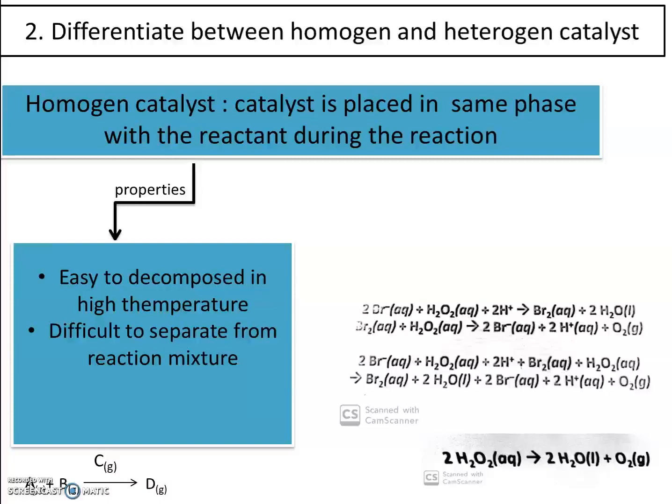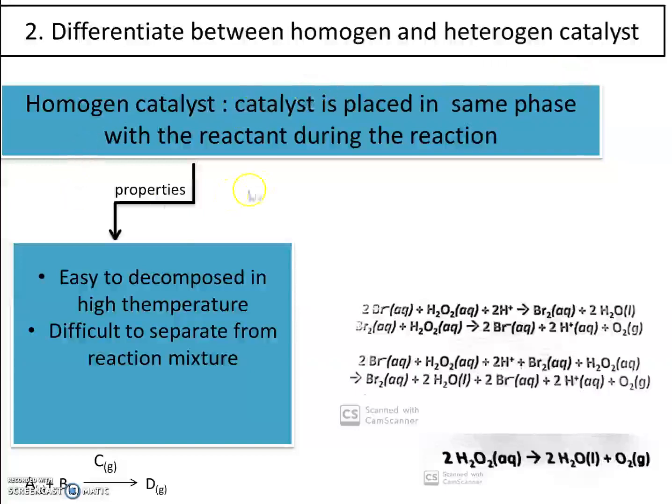What is homogen catalyst? It is a catalyst placed in the same phase as the reactant during the reaction. So it means that the phase is the same between the catalyst and the reactant, for example gas or liquid. But the solid phase is not appropriate for homogen. It's appropriate for a heterogen catalyst.